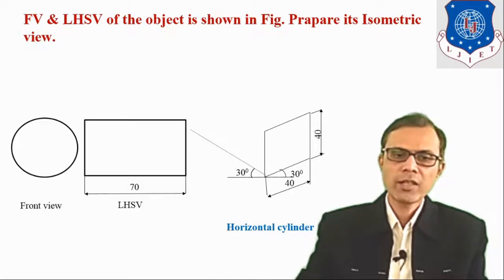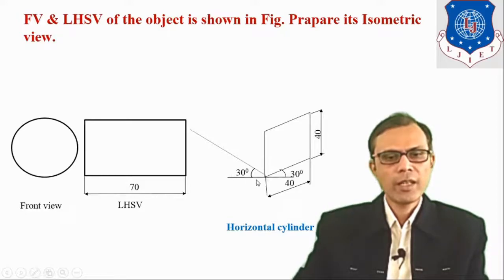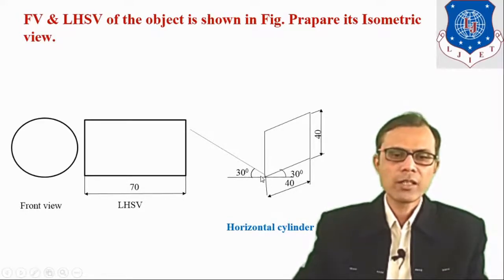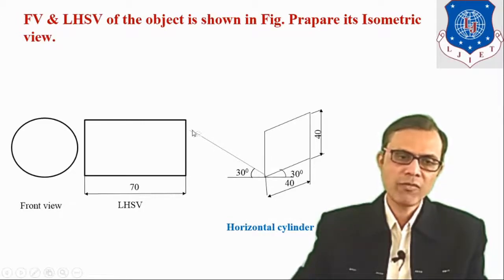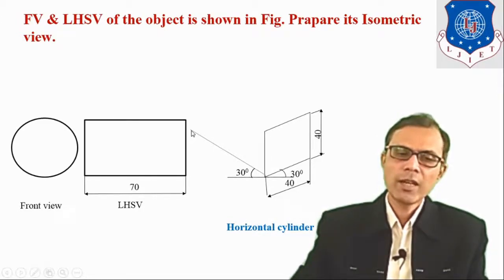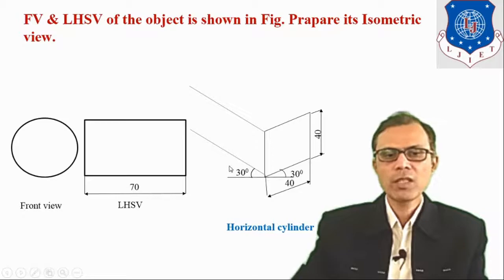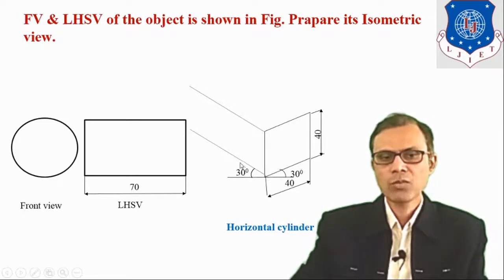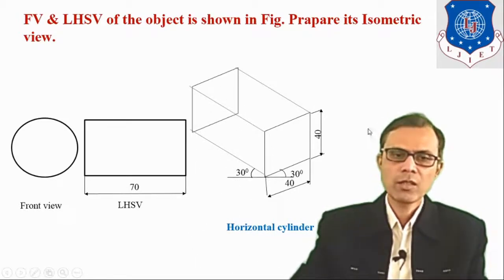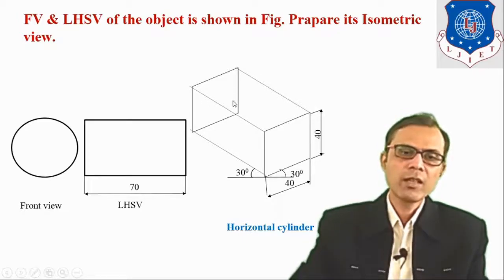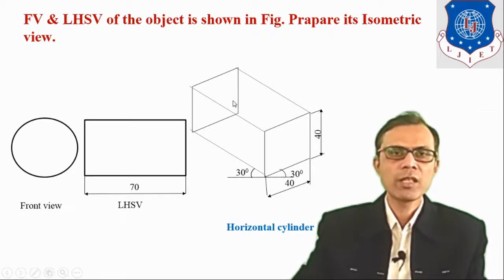This inclination angle is 30 degree. The third axis, that is for width, also we have to draw at an angle of 30 degree. So this is the axis for the width and its length is 70 mm. From this point also draw the width parallel to this main axis, and complete this three-dimensional block as shown here.